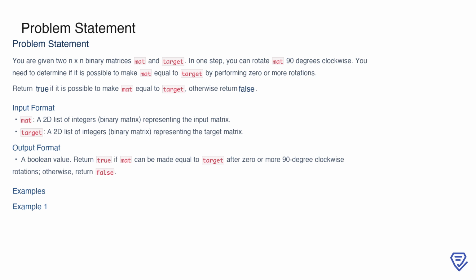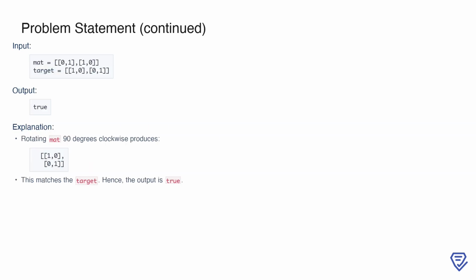The input consists of two binary matrices, where each cell contains either a 0 or a 1. The output is a Boolean value, either true or false, based on whether the transformation is achievable. Now, let's look at some examples to better understand how this works. Here's the first example. We're given mat as 0, 1, 1, 0, and target as 1, 0, 0, 1.